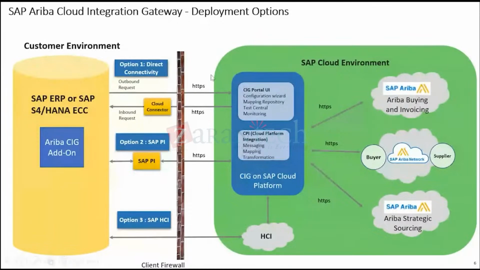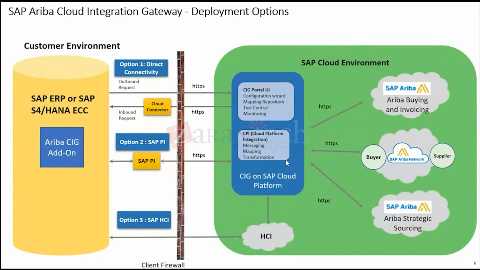We have only enabled the HTTPS protocol, and once this message reaches Ariba's CIG, based on project configuration and routing, this interface or document is sent to that particular module or transaction in Ariba. If that is related to Ariba Network or Sourcing, the document will be sent accordingly to that particular destination. So this is the case with an outbound request.